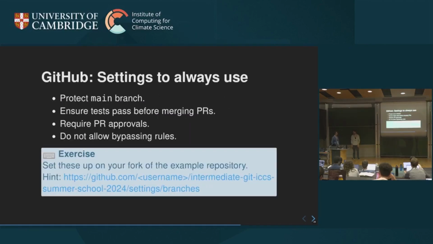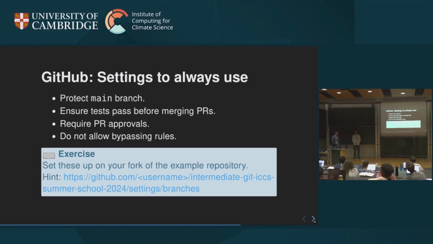And then there's a few settings as well in GitHub. So we mentioned protecting the main branch. In theory, you can add different rules to any branch, but main's probably the one you care about the most. So there's a setting which allows you to protect it so that people can't push to it, and so that it can only be edited through a pull request.